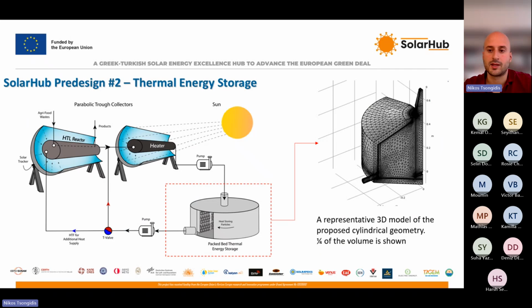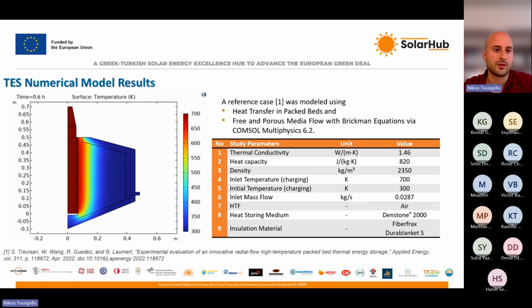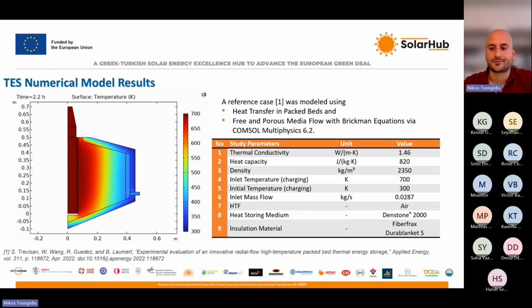So in this case, we can see some images coming from COMSOL, and we can also see some of the results that our colleagues have obtained through numerical models. The idea in this case is for the heat transfer to take place in packed bed reactors and packed bed tanks. And they also make use of different types of filling materials.